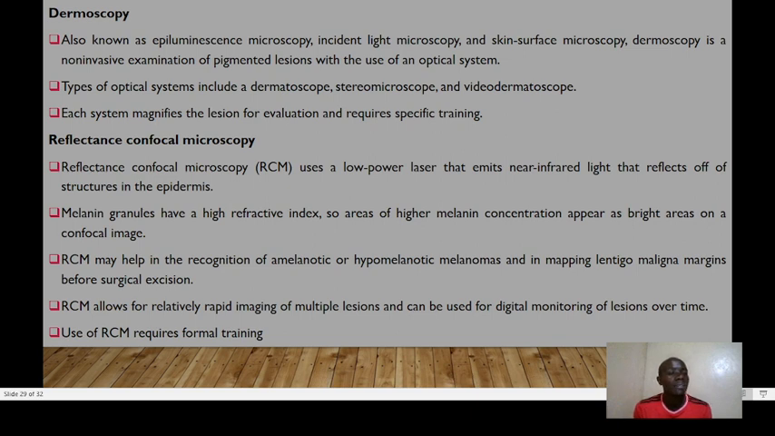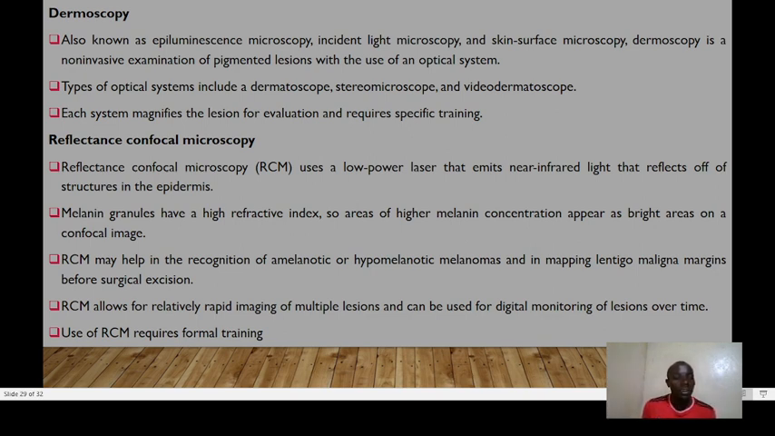Dermoscopy is a non-invasive examination of pigmented lesions with the use of an optical system. Types of optical systems could include dermoscopy, stereomicroscopy, and video dermoscopy. Each system magnifies the lesion for evaluation and requires specific training. Whereas reflectance confocal microscopy uses a low power laser that emits near infrared light that reflects off structures in the epidermis. Melanin granules have a high reflective index, so areas of higher melanin concentration appear as bright areas on the confocal image.